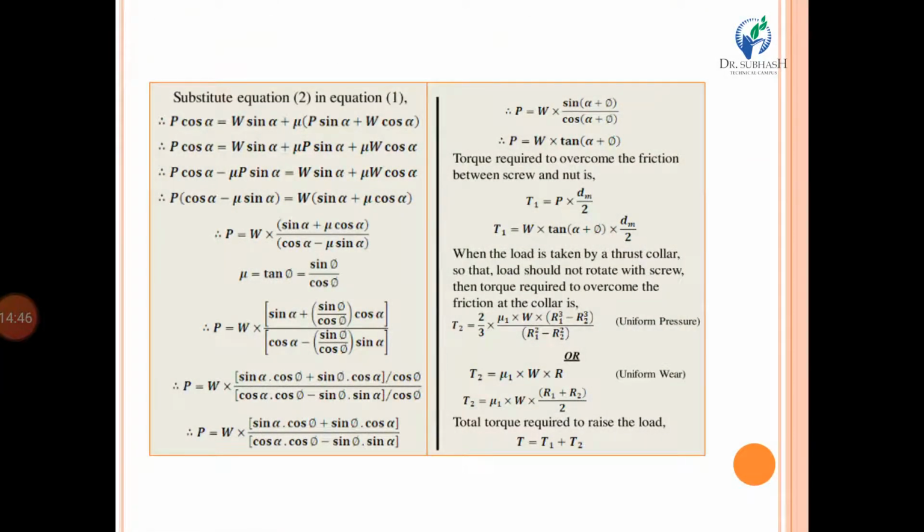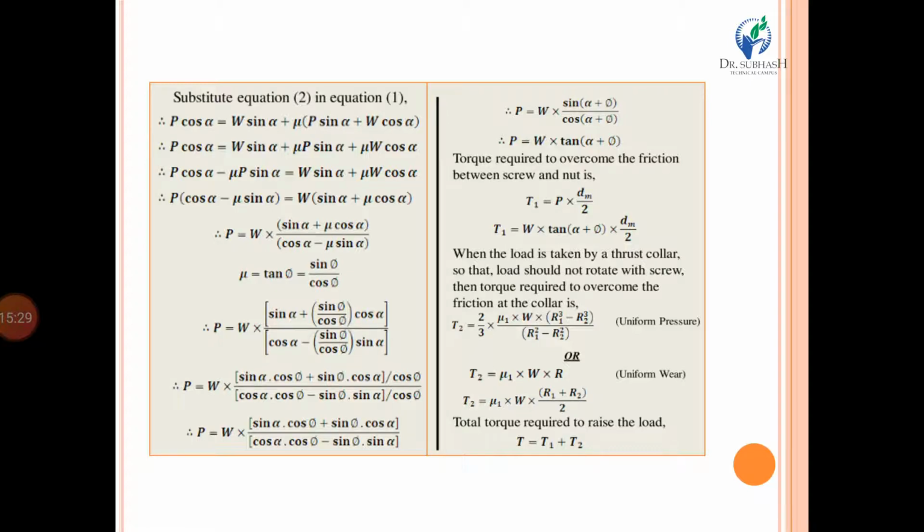Then you just need to put the value of equation number 2 into equation 1. You get P cos alpha is equal to W sin alpha plus mu bracket P sin alpha plus W cos alpha. Separating the P terms on the left-hand side and the W terms on the right-hand side, ultimately you get P is equal to W into sin alpha plus mu cos alpha upon cos alpha minus mu sin alpha. But we know that mu is equal to tan phi, and tan phi is equal to sin phi upon cos phi. Putting that value in the above equation, you get P is equal to W into sin alpha plus sin phi upon cos phi into cos alpha, upon cos alpha minus sin phi upon cos phi into sin alpha.